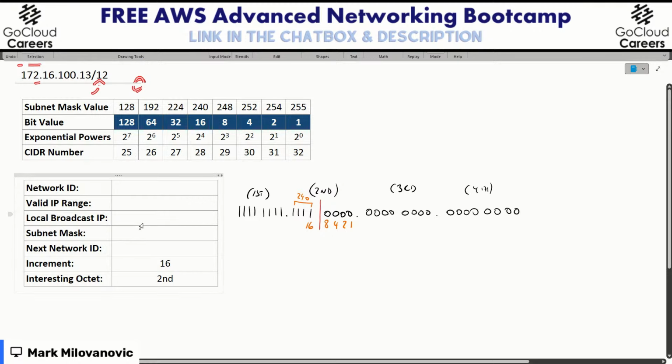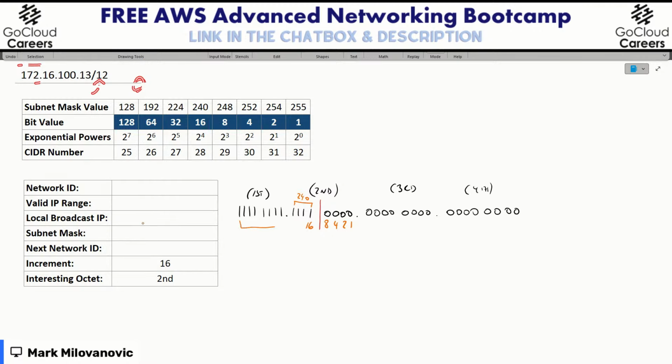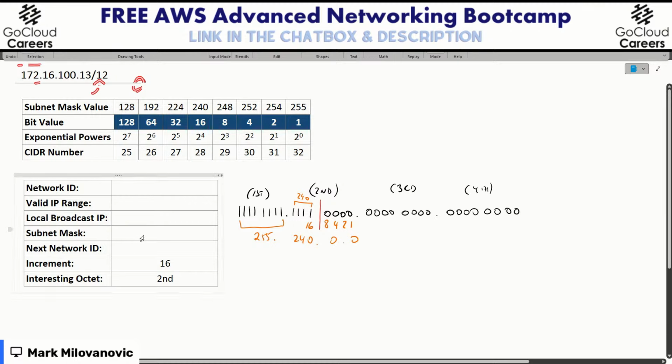Now I'm going to do the conversion. I'm going to take the first 8 bits. They are turned on. That would be 255. In the next octet, only the first 4 bits from left to right are turned on, which gives me a 240. This is the first octet, second, and then the remaining is set to 0. So let's not forget this. Let's add that in there.